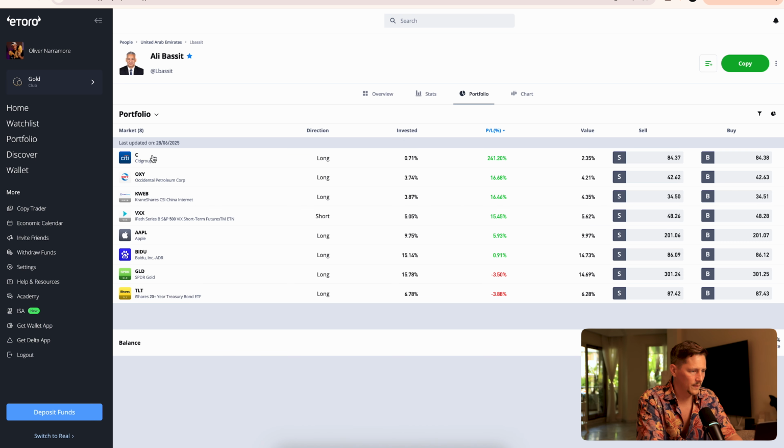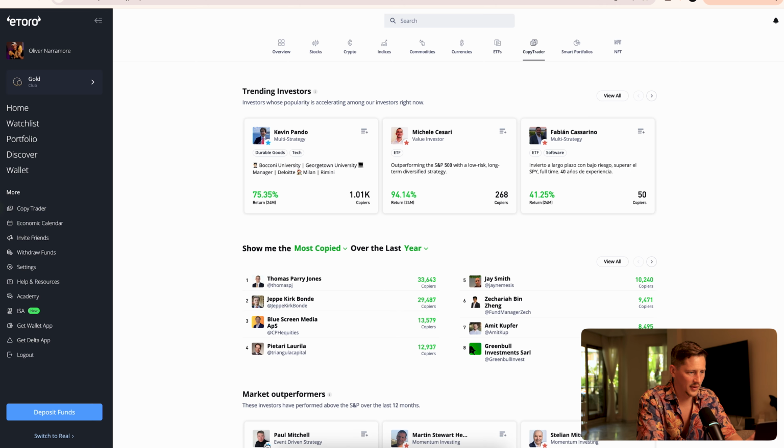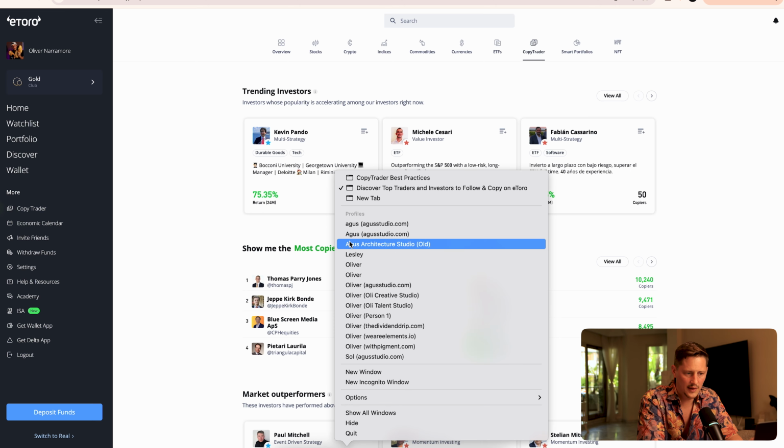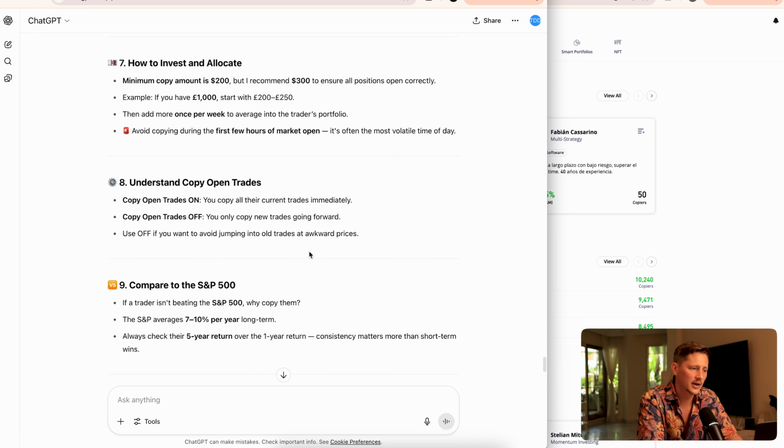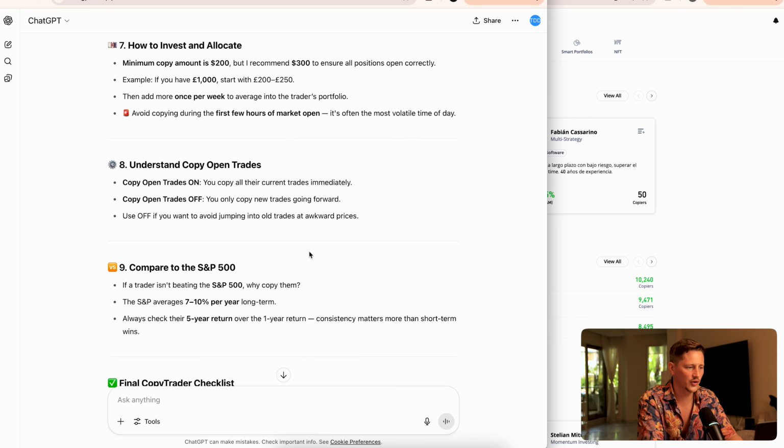Okay. Now, let's imagine we have copied some. So you can see here some of the popular investors that I am copying. You can just go to portfolio on the left-hand side, and it will come up with a list of everyone you are copying in there. You've got Mr. Thomas there as well.